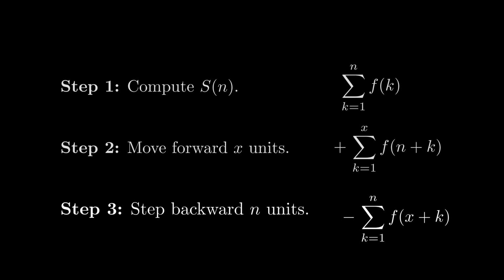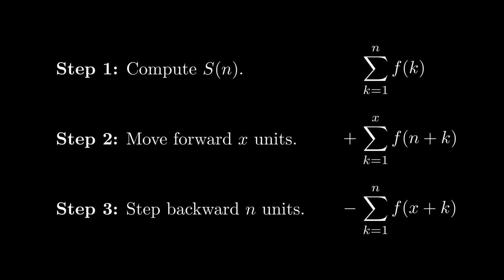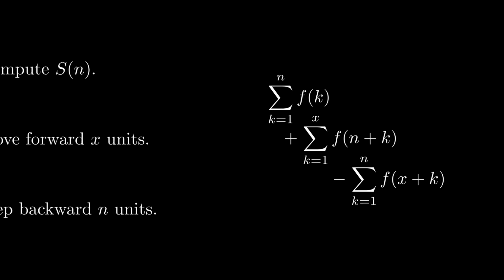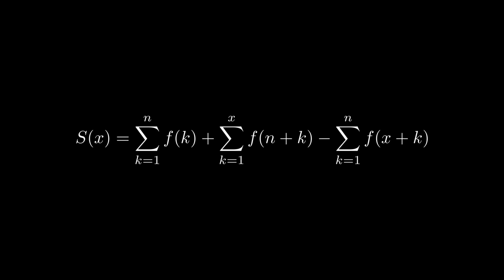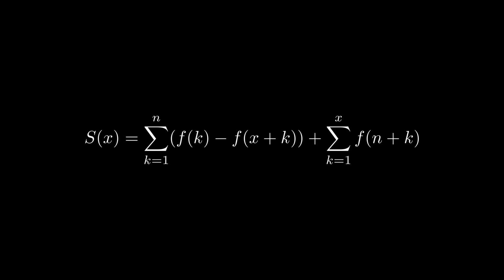So these are the mathematical expressions for our 3 steps, and combining them together gives us a new formula for s of x. Now, I'm going to make a couple modifications. First, I'll swap the last 2 sums. My reason for doing this is that these 2 sums both have the same bounds. They go from 1 to n, so we can combine them into a single sum.